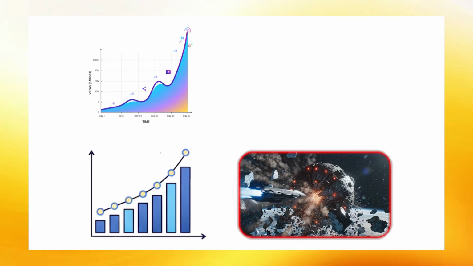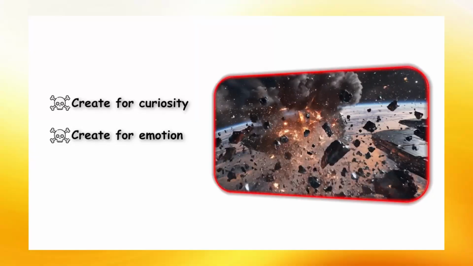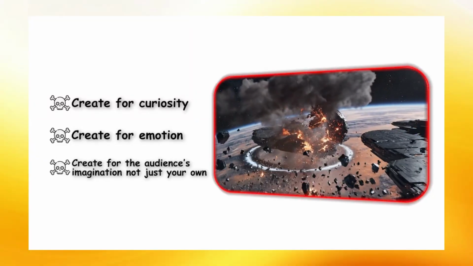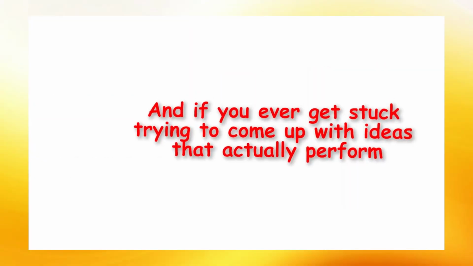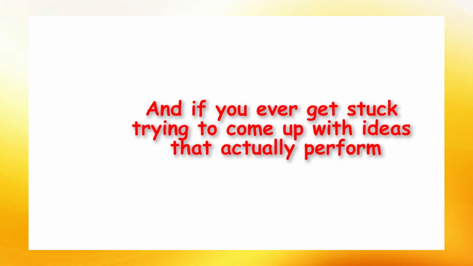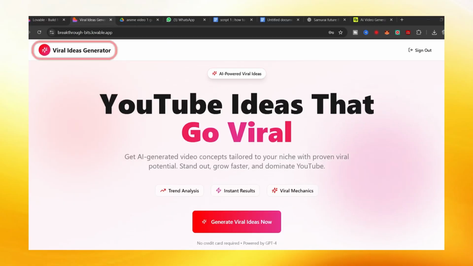Viral lever 2, pacing and retention. The second key to virality is pacing. YouTube's algorithm doesn't reward clicks. It rewards retention. And retention is all about rhythm. Every 10 to 15 seconds, something new needs to happen. A twist, a sound cue, a line of dialogue, or a visual pattern interrupt.